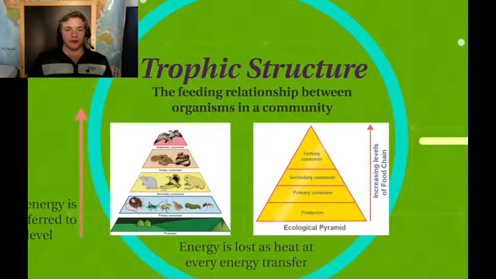The first thing we're going to talk about is the trophic structure. This is basically the feeding relationships between organisms in the community. And of course, the community is different species that are interacting with each other.